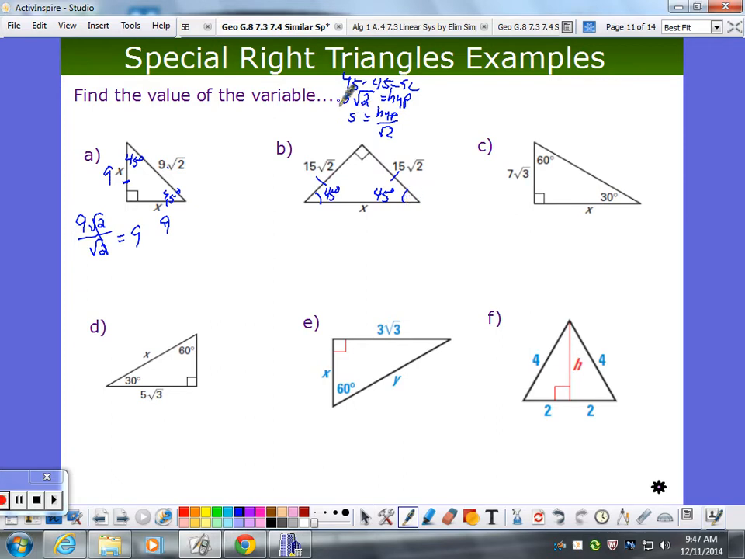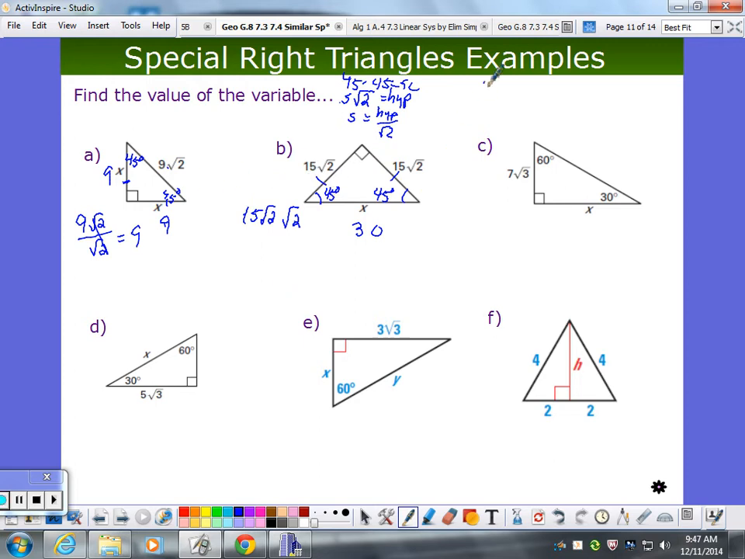You take the side and you multiply by square root 2. So take 15 square root 2, multiply by square root 2. Radical 2 times radical 2 is 2, times 15, this must be 30. Okay? So those are two examples with 45, 45, 90.